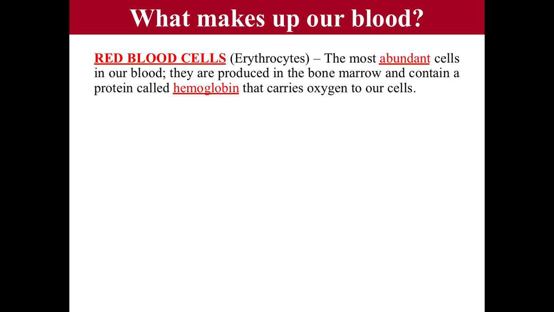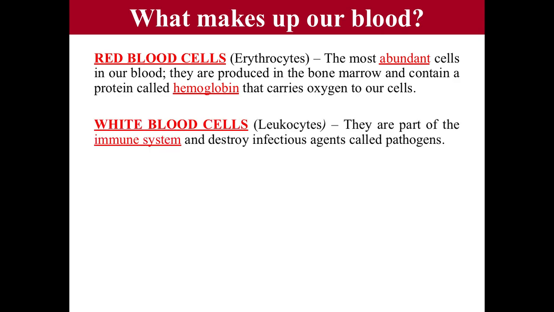The second major component of blood cells are going to be your white blood cells, which are otherwise known as leukocytes. Now, these white blood cells are part of the immune system and they help destroy infectious agents called pathogens. So they play a big role in protecting us against infection and things that don't belong in our body.